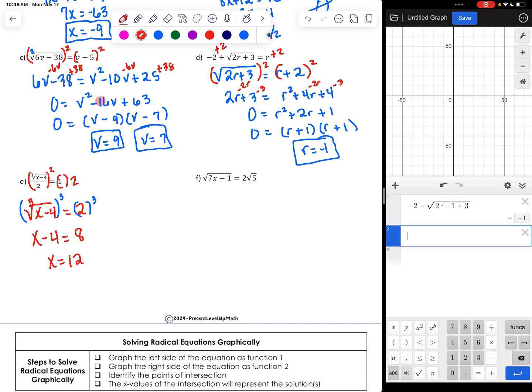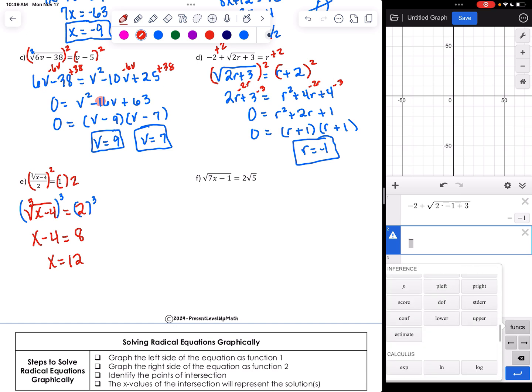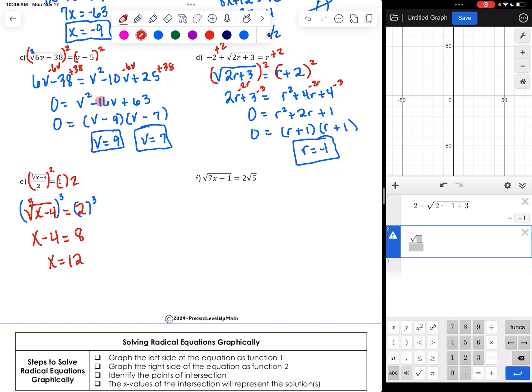All right, to check this one, I want to push the fraction bar. And then we have the cube root. So I need to press function, go all the way down to the bottom, cube root. Here, x minus 4, this would be 12 minus 4. On the bottom, we have a 2. And it should equal 1, and it does, so that means 12 is a solution.